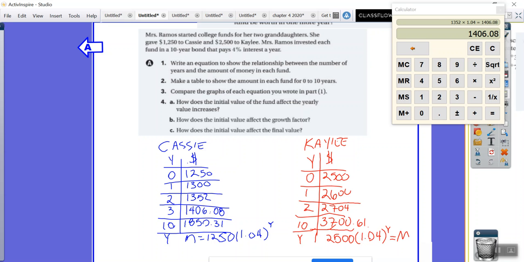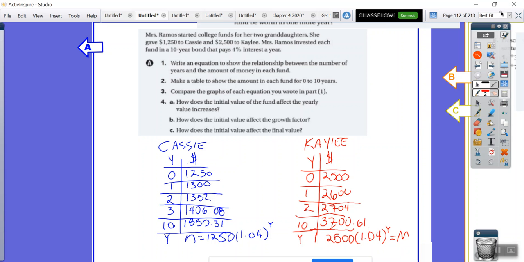All right. So what is the same about these two equations? This is not a trick question. Well, you've got Abby and Harrison and Josie raising hands. Josie, what is the same about these two? They have the same growth factor, the 1.04. So their growth factor is identical.